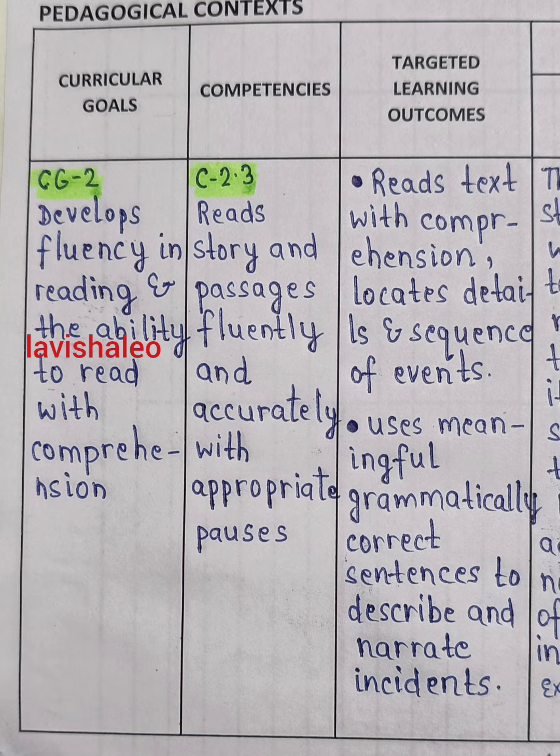Here I am showing you a sample of the lesson plan prepared by me. In the column of curricular goal, I have picked curricular goal number 2 from the NCFSE of the language R2, which means second language. In the column of competencies, I have picked the competency number 2.3. Here 2.3 means C2, the curricular goal 2, and of that the competency is number 3. And then in the column of TLOs, I have referred to the document of TLOs, and here I have mentioned 2 TLOs from that document.